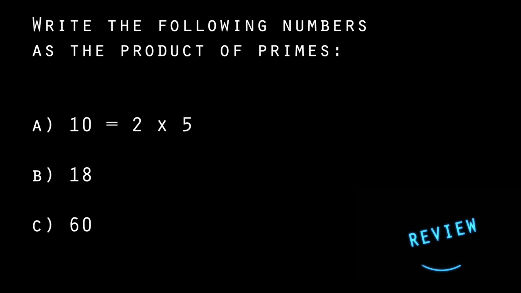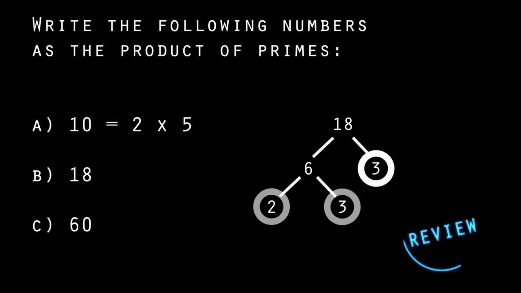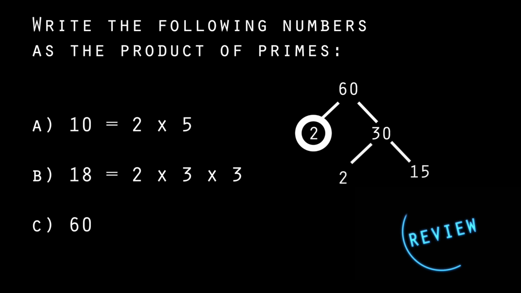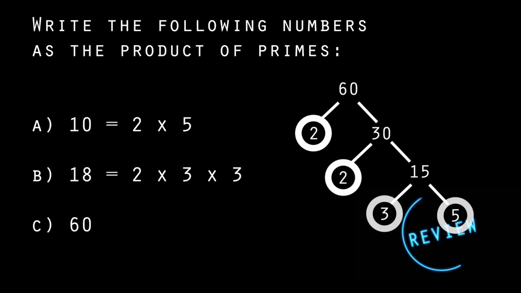For 18, I'm going to choose the multiplication 6 times 3. 3 is prime, and 6 then breaks down into 2 times 3, and both of these are prime. So 18 equals 2 times 3 times 3. For 60, I'll do 2 times 30. 2 is prime, and then 2 times 15 makes 30, 2 is prime again, and 3 times 5 makes 15. Both of these are prime. So 60 equals 2 times 2 times 3 times 5.